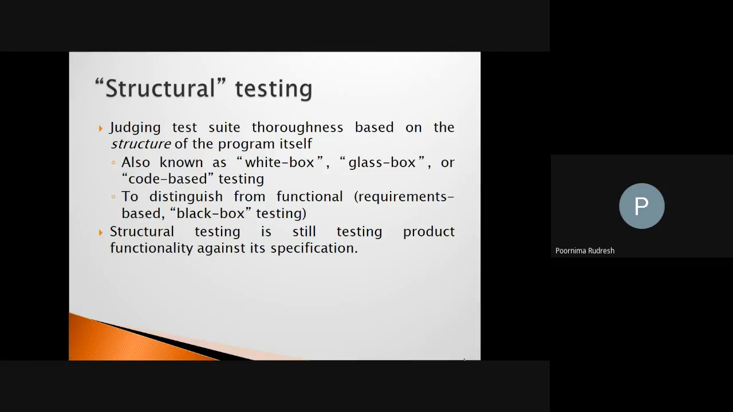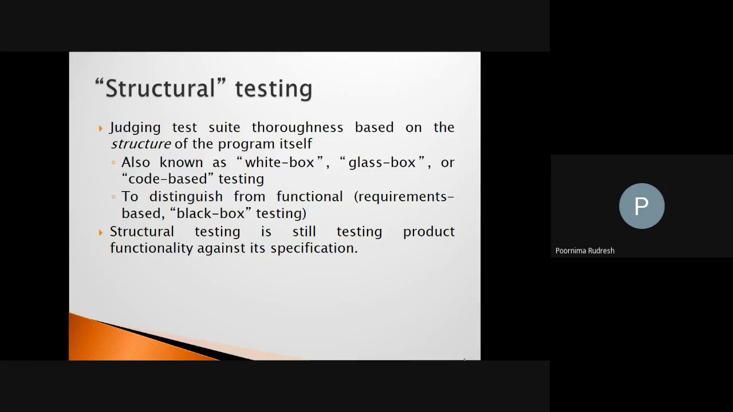So in order to get the test suite thoroughness, we are using structural testing. Understood? So we judge the test suite thoroughness based on the structure of the program itself. When we are judging the thoroughness of the test suite or the test cases based on structure, this technique is also known as white box testing, glass box testing, or code based testing. Understood? You have already studied in the first module what white box testing and black box testing are, so here I am not going to explain in detail once again about black box testing or white box testing.